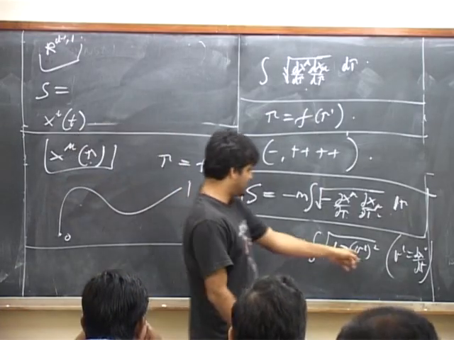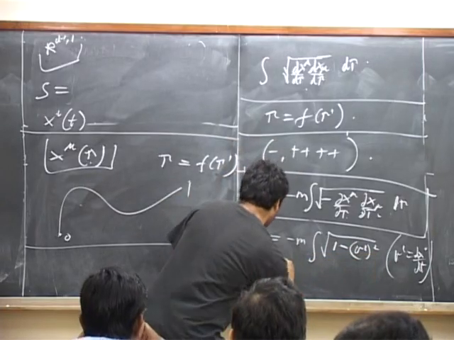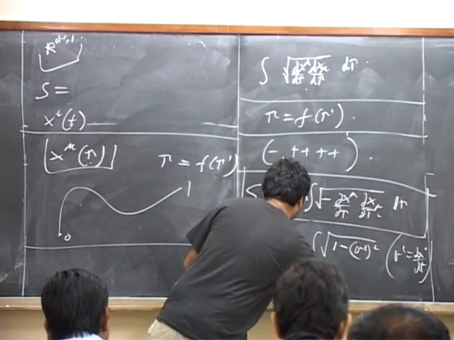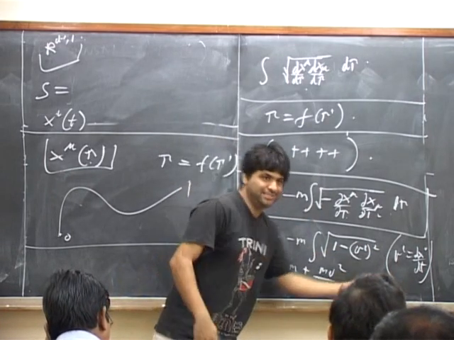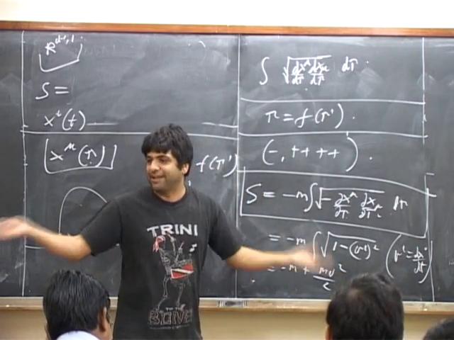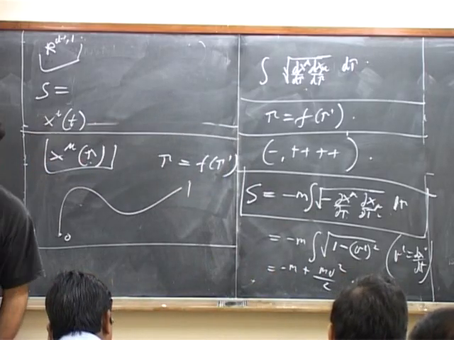Okay, so let's see if we get the right non-relativistic limit. Let's expand the square root. Once we expand the square root, we get minus m plus m v squared by 2 plus higher orders. Minus m is a constant, it doesn't affect the physics. m v squared by 2 is the correct non-relativistic Lagrangian.